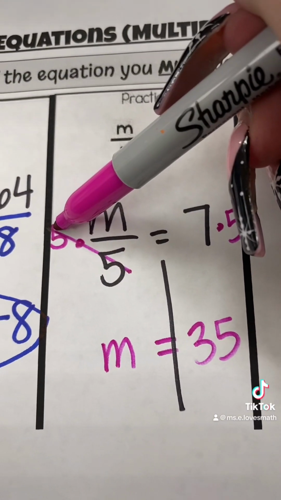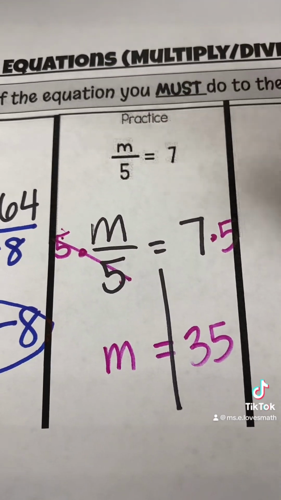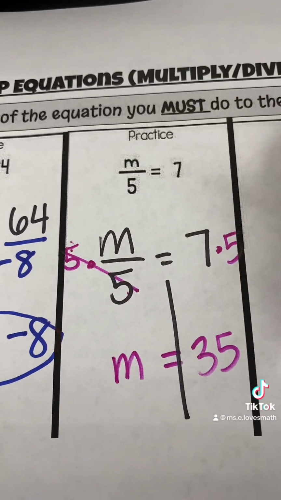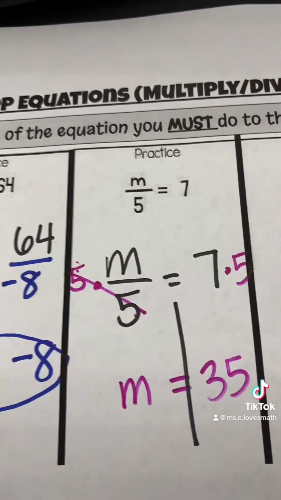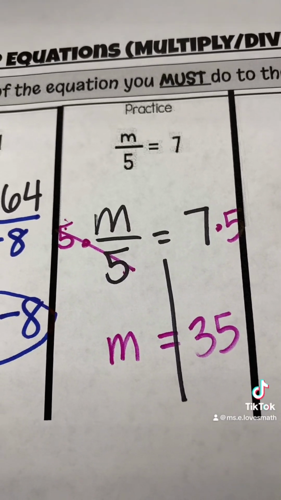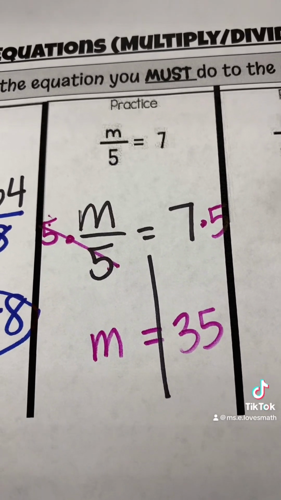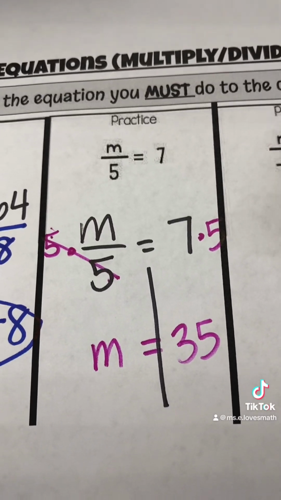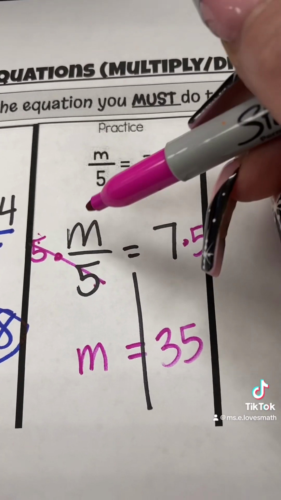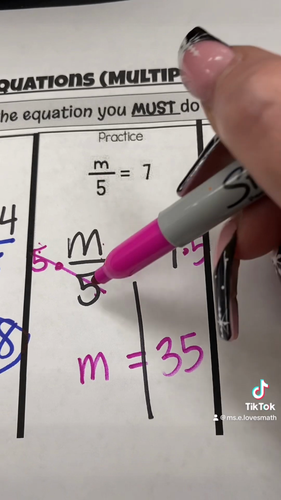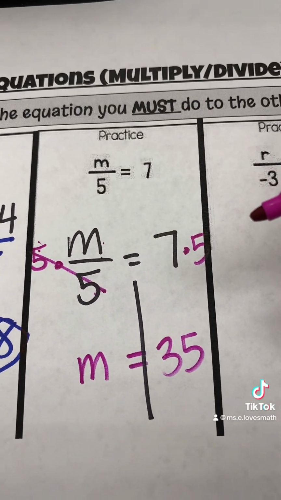When we multiply by 5, our 5's will cancel out and we will be left with m. 7 times 5 is 35. So m equals 35. We can check this by plugging in our 35 for m. 35 divided by 5 equals 7.